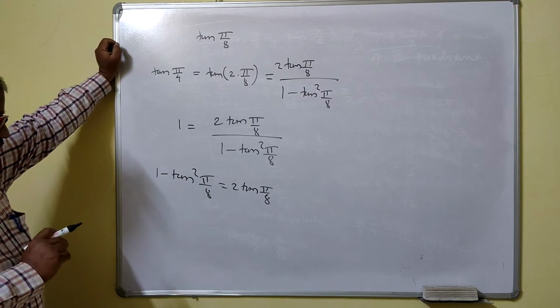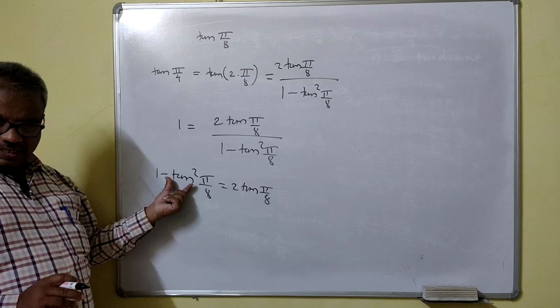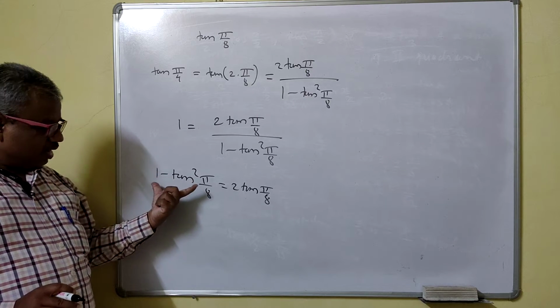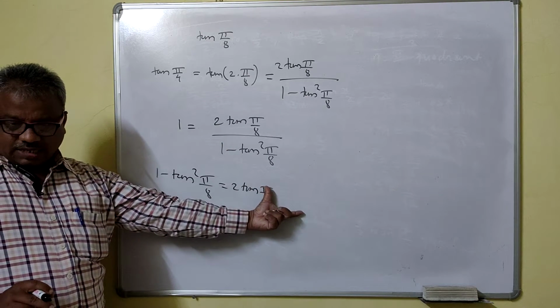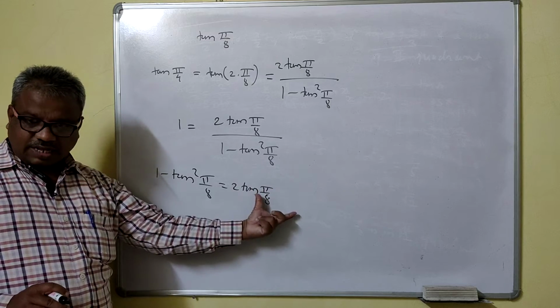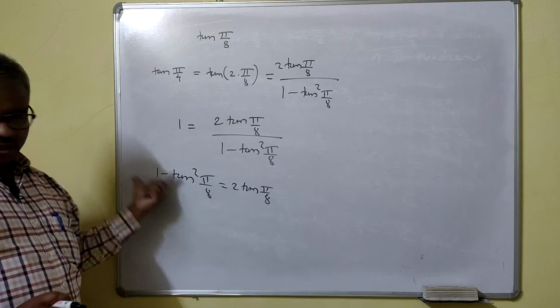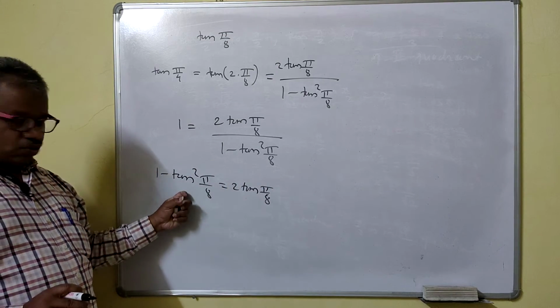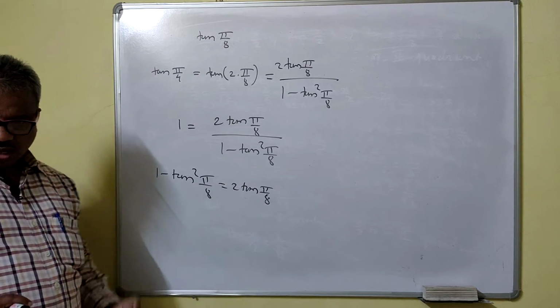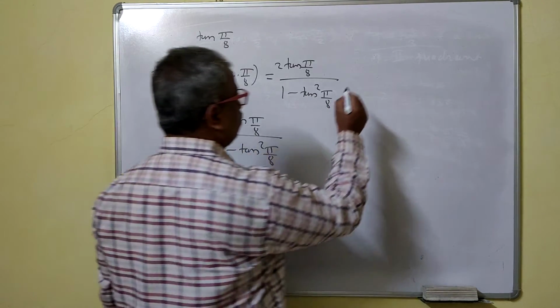We will form the quadratic equation. So what we will do? Here minus tan square theta is there. So we will write all the terms to that side, and instead of writing on that side, we will write 0 on the right side now. So this is what it is.